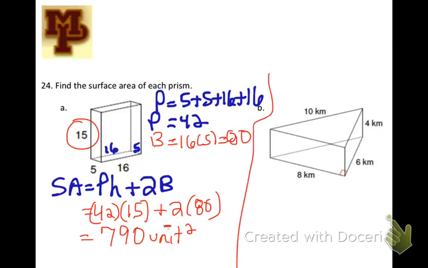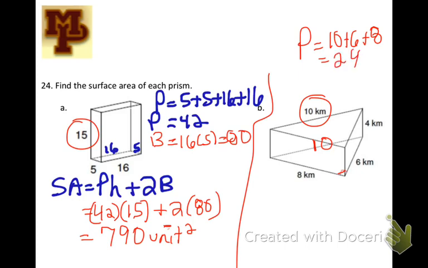Okay, this one is a triangular prism, and so this side is 10. You can tell it's right here, it's listed. So let's figure out the perimeter of the base. So we add them up, it's a triangle, so it's going to be 10 plus 6 plus 8, so that's going to be 24.